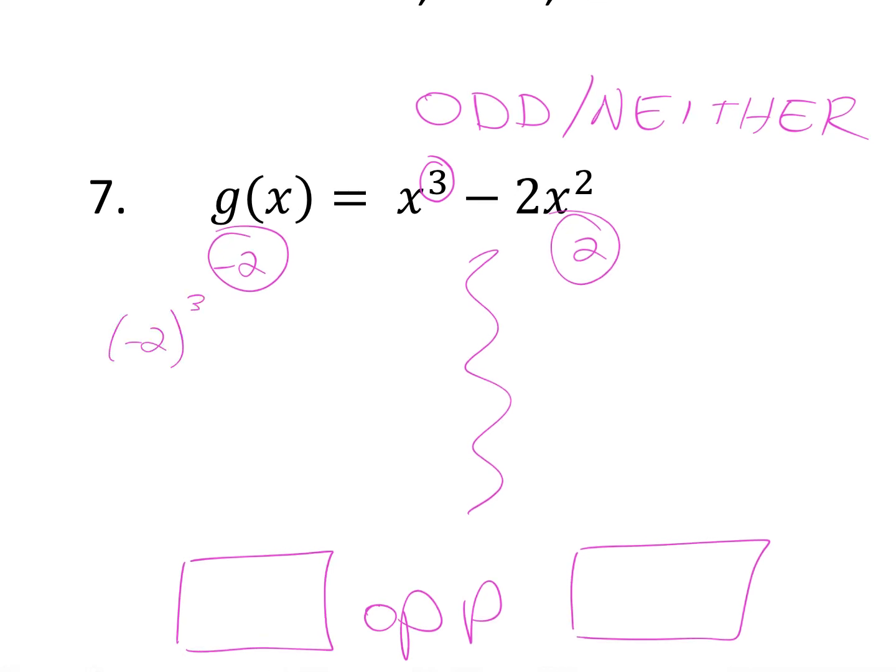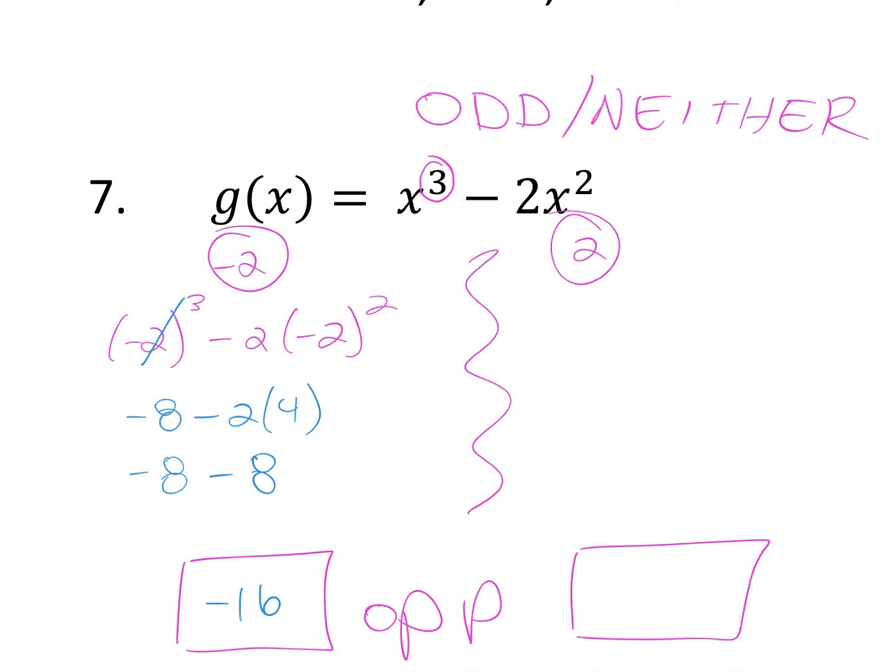So I have negative 2 cubed minus 2 times negative 2 squared. So as we simplify, what is negative 2 cubed? Negative 8. Minus 2 times, what's negative 2 squared? 4. Simplify a little more. Negative 8 minus 8 gives me negative 16.